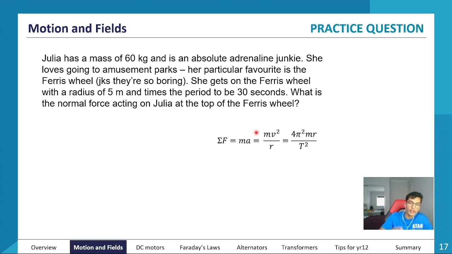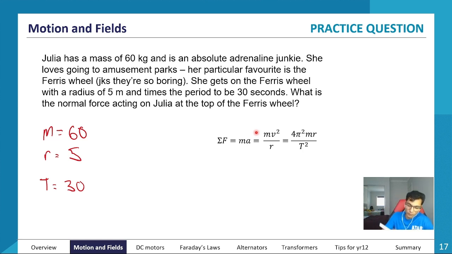Cool. We'll do a quick practice question with circular motion. We have Julia with a mass of 60. She's going on a Ferris wheel, and the Ferris wheel has a radius of 5, and the period of the Ferris wheel is 30 seconds. The good thing about this question is all of the units are given to us in SI, which makes our life a lot easier.